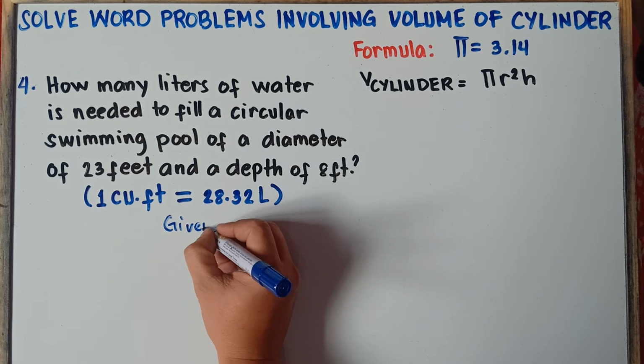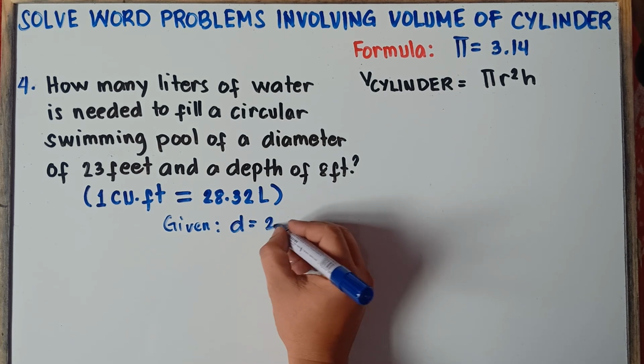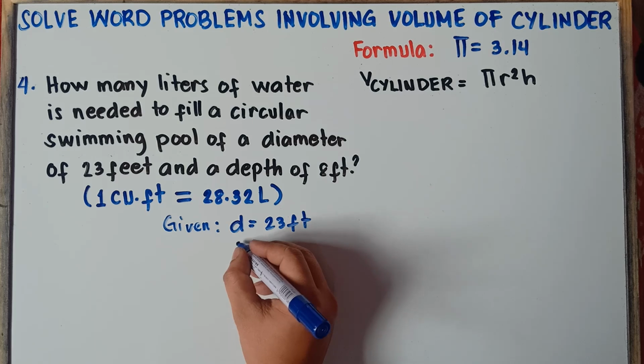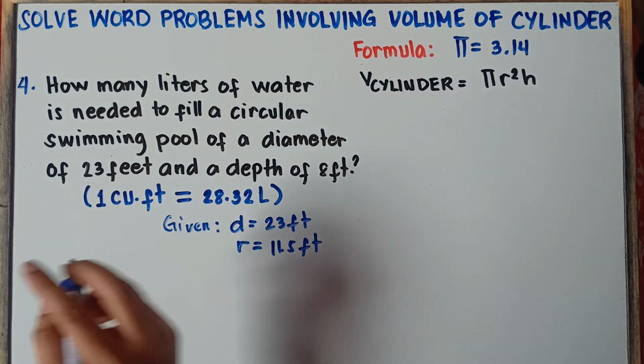So we have the given diameter, that is 23 feet. So the diameter is equal to 23 feet. Therefore, we can say that the radius would be 11.5 feet. Question, why is that, sir?